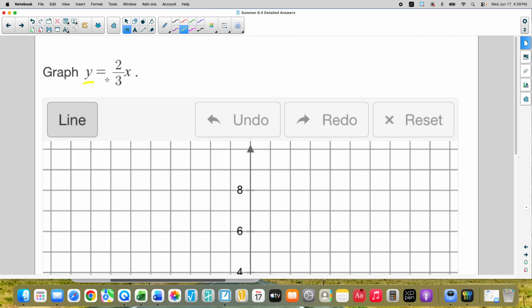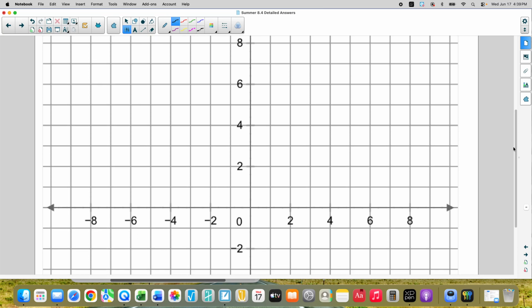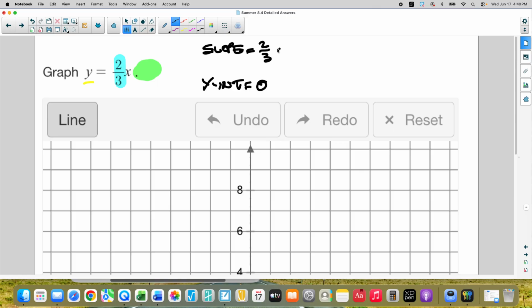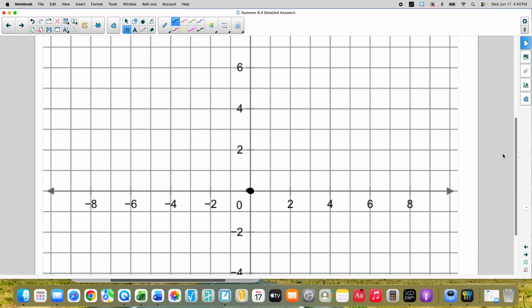I know it's in slope-intercept form because y is isolated. So it's going to tell me what the y-intercept is and the slope. This is the slope, and then the y-intercept is whatever is being added and subtracted. Well, there's nothing there, so my slope equals 2/3, and my y-intercept equals 0. So I'm going to go for my y-intercept at 0, crosses the y-axis at 0, and then I'm going to use the slope. So 2/3 is up 2, right 3. So from the origin, up 2, right 3.